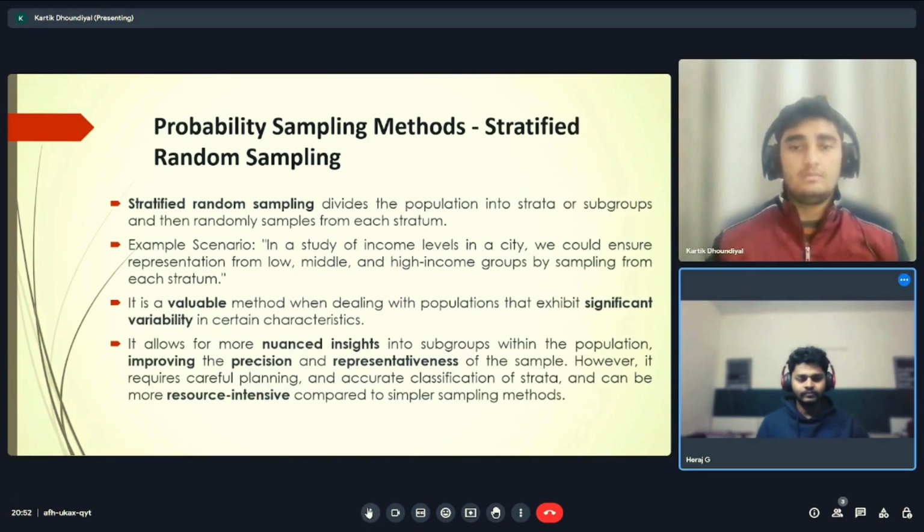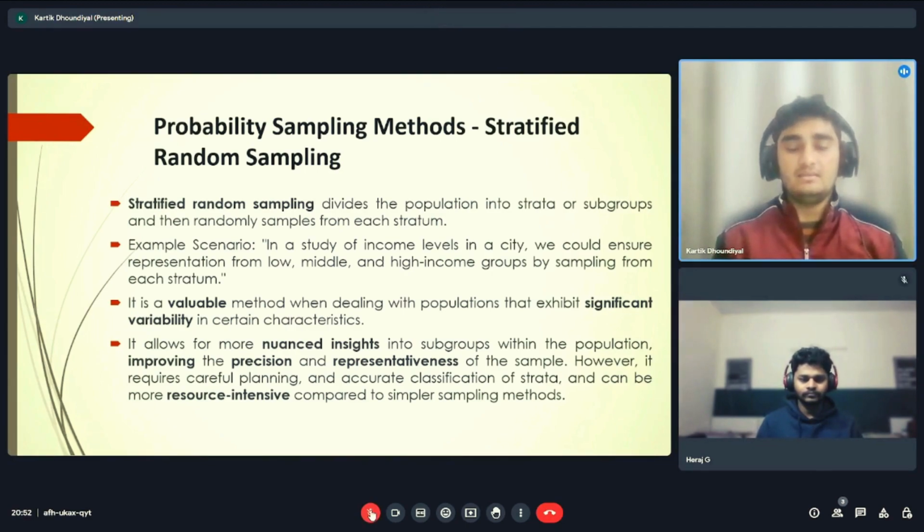The next is stratified random sampling. Think of it as the artisanal approach to sampling, where we divide the population into distinct strata and sample from each. In a study of income levels, we ensure representation from low, middle, and high income groups, enriching our understanding of the nuances within the population. However, this method demands meticulous planning and accurate classification of the strata, reminding us that precision requires effort.